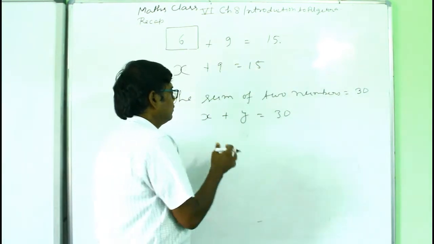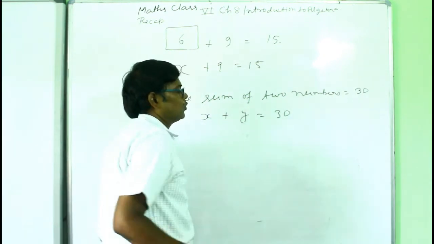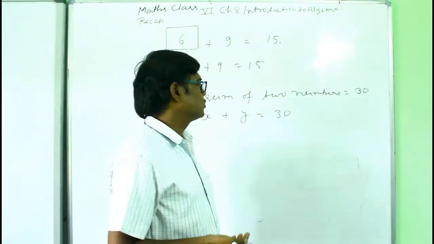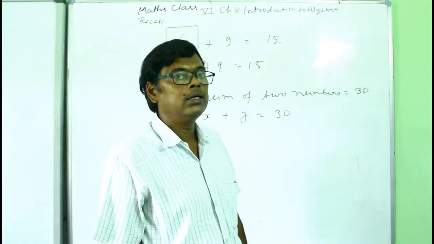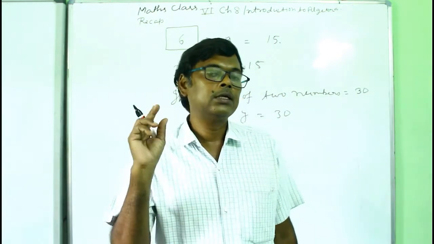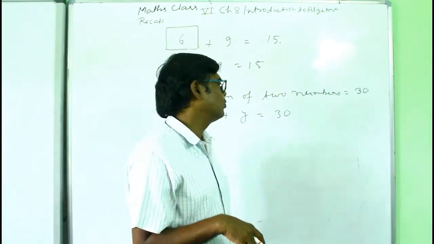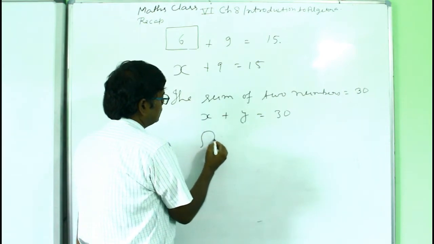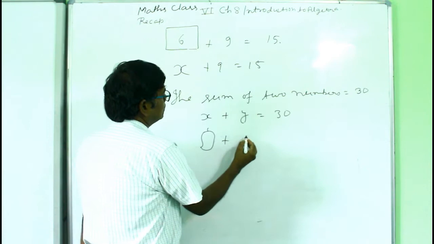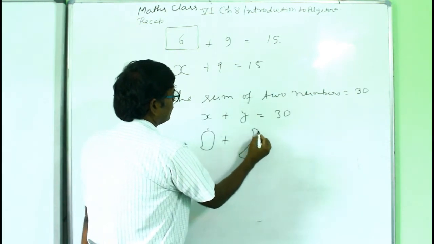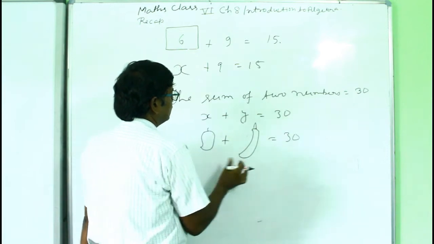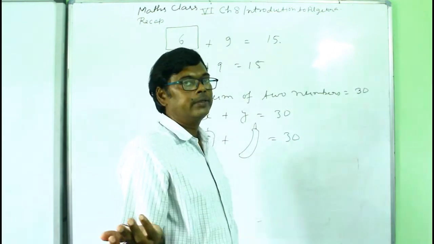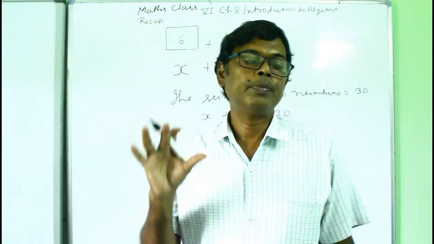Here, suppose one number is X and the other number is Y. So for the unknown numbers, we used X for one and Y for the other. So basically X and Y are just symbols to represent those two unknown numbers. We can also use something else here. Suppose we use a picture of a mango, and here a banana, like this equal to 30. So this mango represents an unknown number, and this banana also represents another number. So we are using symbols to represent those unknown numbers.